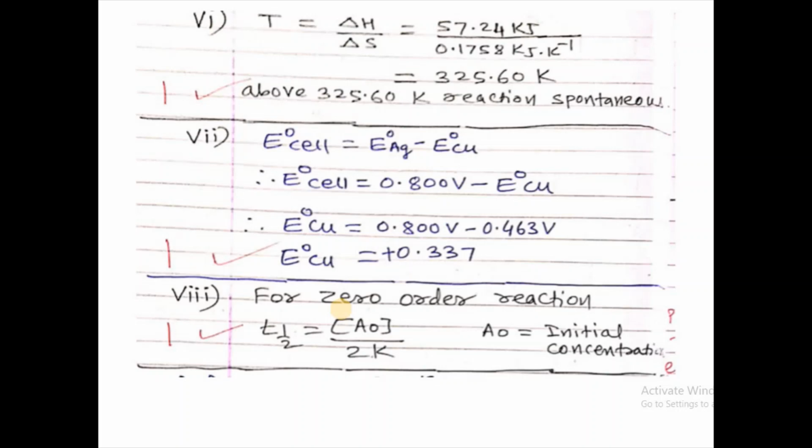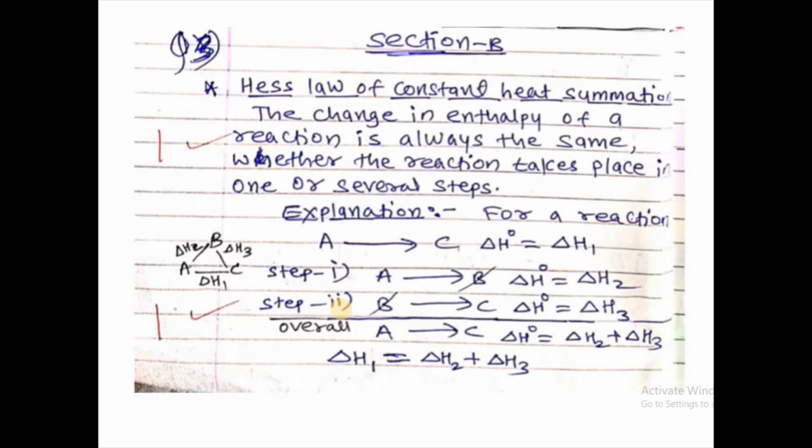And the next question is, write the mathematical relation between half-life of zero order reaction and its rate constant. And we have to write the formula only. T half is the half-life period of the zero order reaction, and A0 is the initial concentration and K is the rate constant. Hence T half is equal to A0 upon 2K is the relationship between T half and rate constant for the zero order reaction. Hence we have to write only formula. And we will move towards the section B.